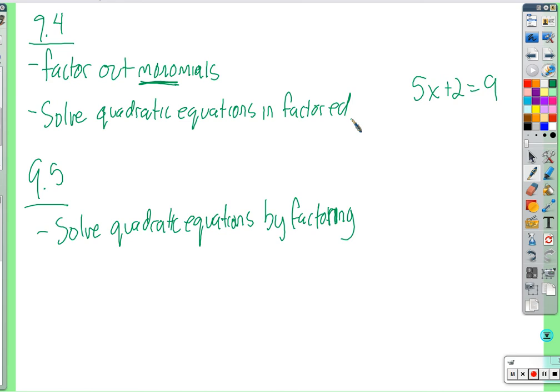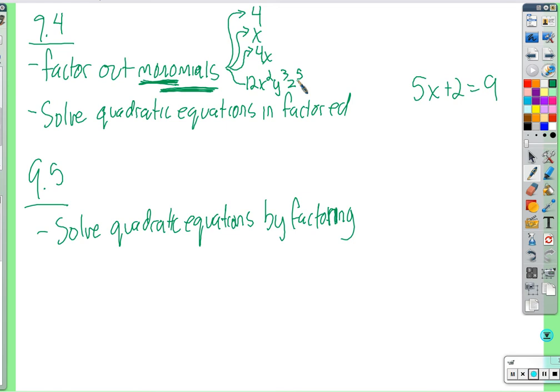We're going to start by factoring out a monomial. So let's define what a monomial is. Mono means one, nomial means a term. Let me give you some examples of monomials. The number 4 is a monomial. The variable x is a monomial. 4x is a monomial. 12x squared y to the third z to the fifth is a monomial. All of these are examples of a single term by itself.